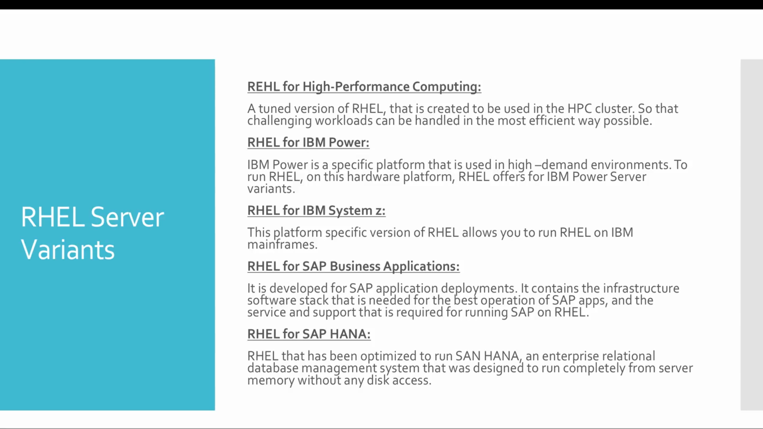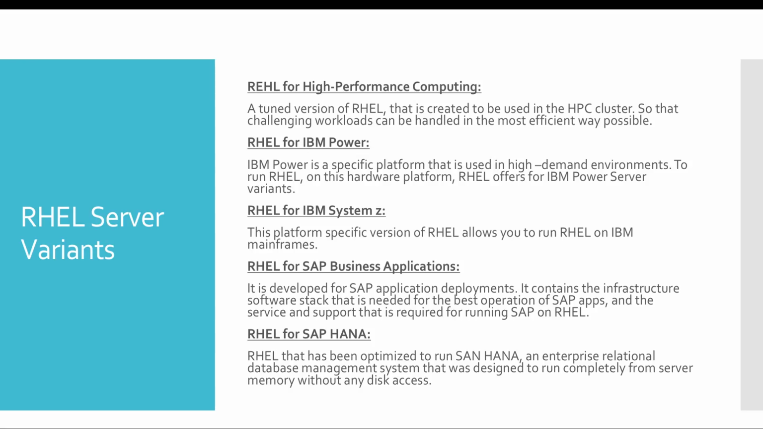When you add any additional installation software, you have to pay for it. So these are the things that will be added as RHEL server variants. When you choose variants, there is RHEL for High Performance Computing, a tuned version of RHEL created to be used in HPC clusters so that challenging workloads can be handled in the most efficient way possible.